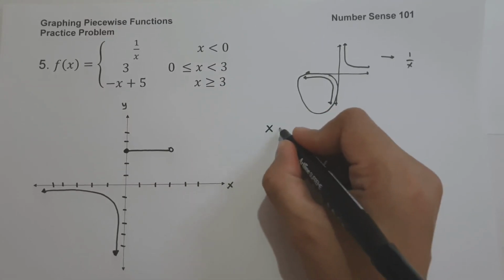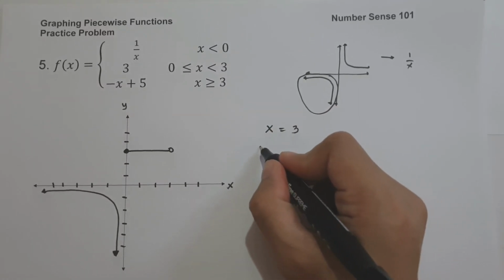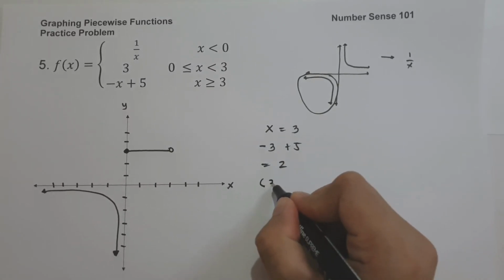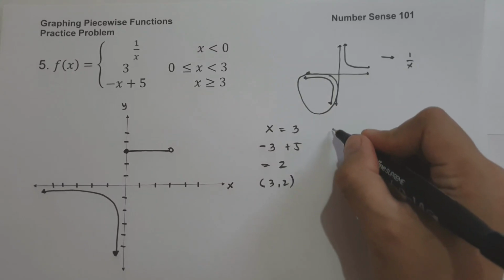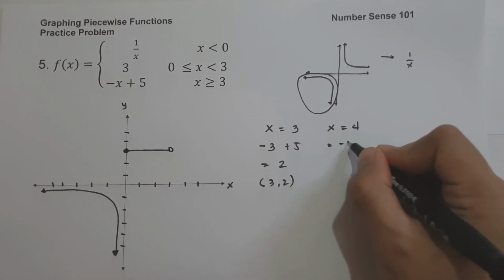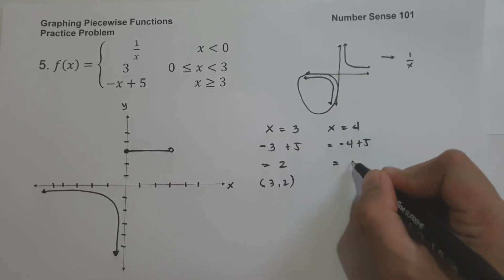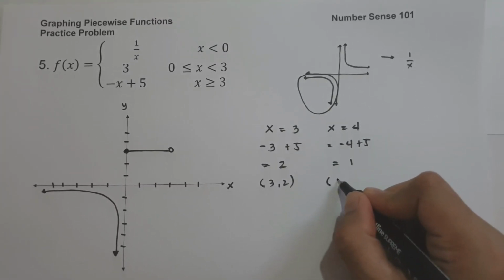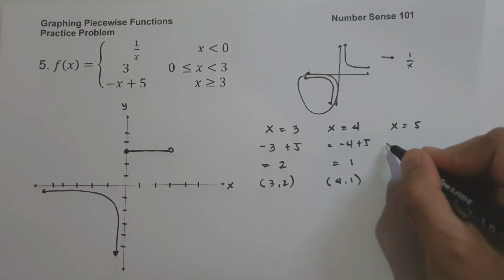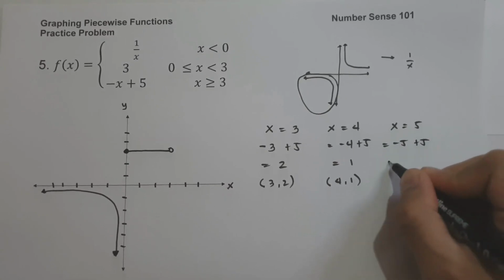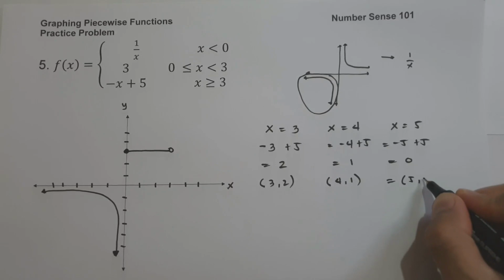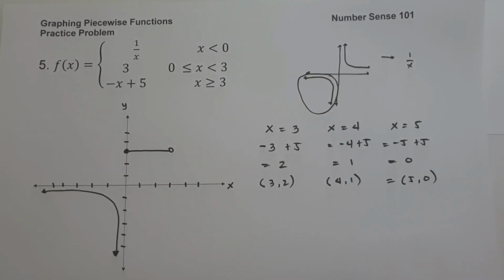So let's say x is equal to 3. This will be negative 3 plus 5, and that is 2. So we are going to have 3 comma 2. And let's say x is 4. Let's say we have negative 4 plus 5, and this is 1. So we have 4 comma 1. Let's say x is 5. So this will be negative 5 plus 5, and that is 0. So this will be 5 comma 0.